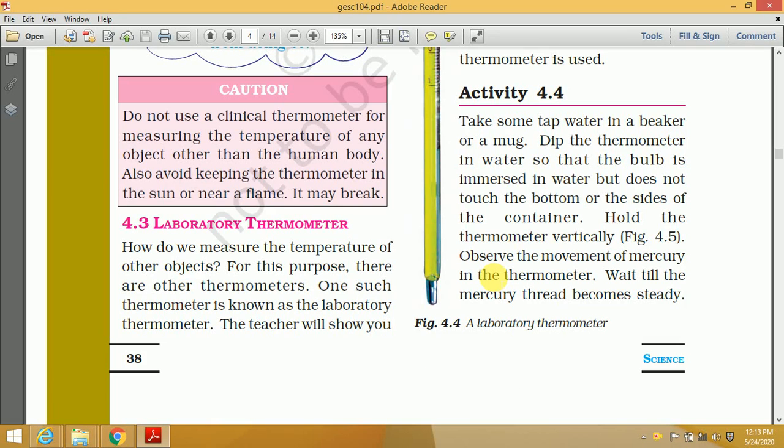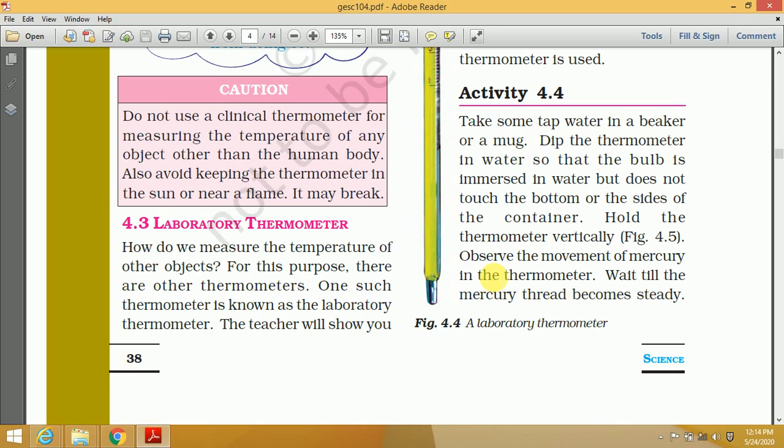Hello dear students, and now the next topic we are going to read is the laboratory thermometer. Before going to the laboratory thermometer, let us recall what we have already read in this chapter. This chapter is Heat, and in this chapter we have tried to find out why we feel hotness or coldness of any object. And we have seen that the same object may be hot for one person and cold for another person.